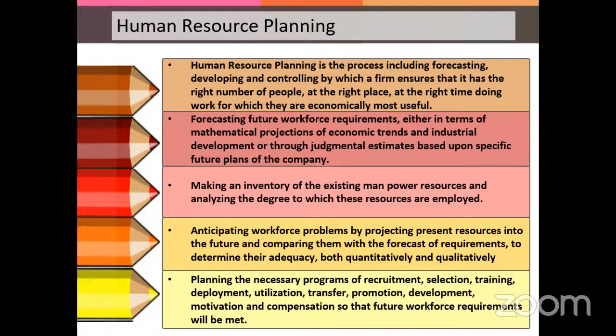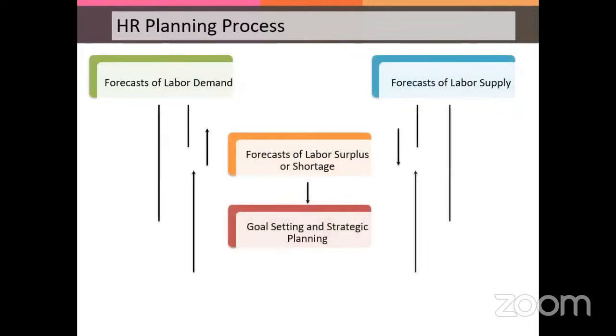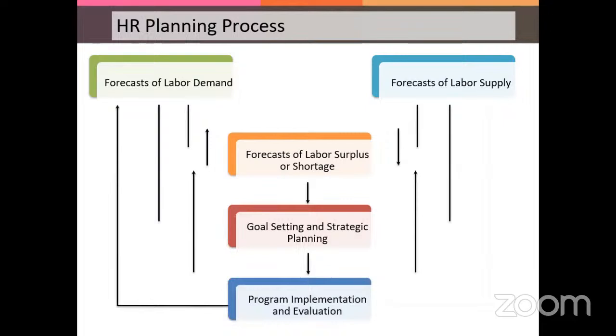All of these descriptions are pointing towards human resource planning. Now, let's look at the processes involved. First, you start with the forecast of labor demand. What's the labor demand? There needs to be a forecast of demand within the organization. And then there is going to be a forecast of labor supply, which is going to be a function of where do we get it from.